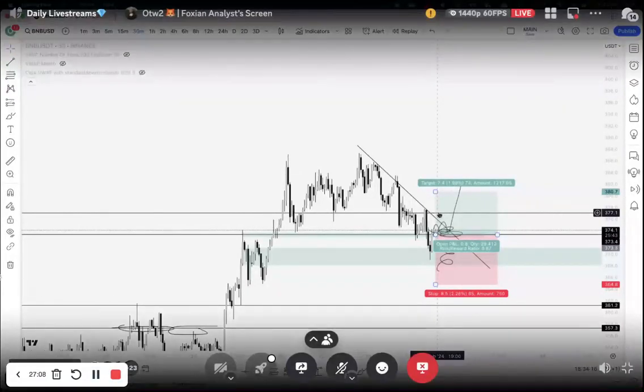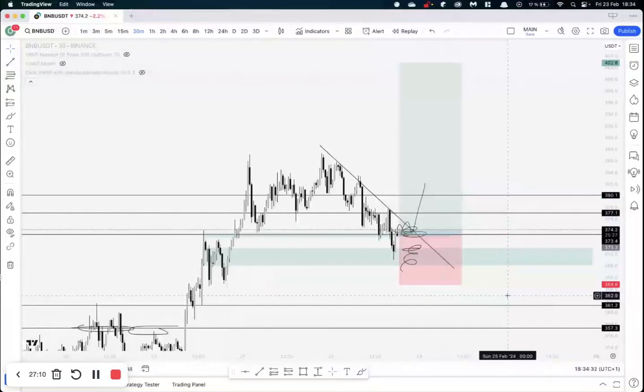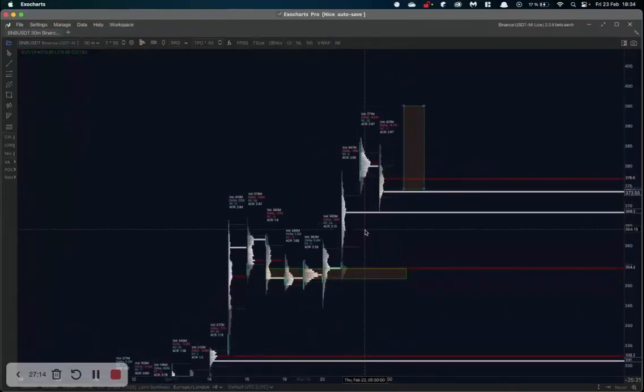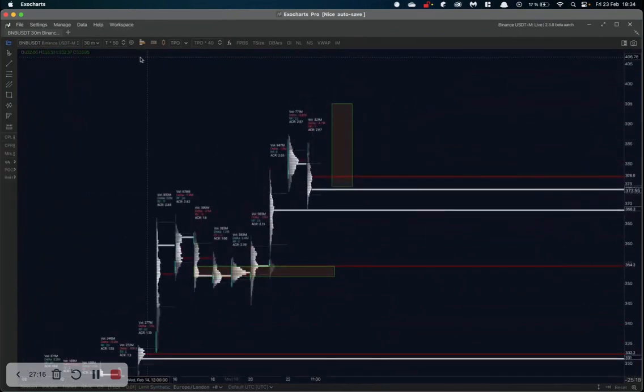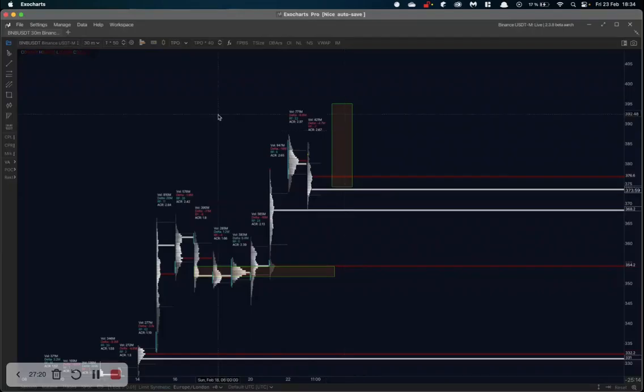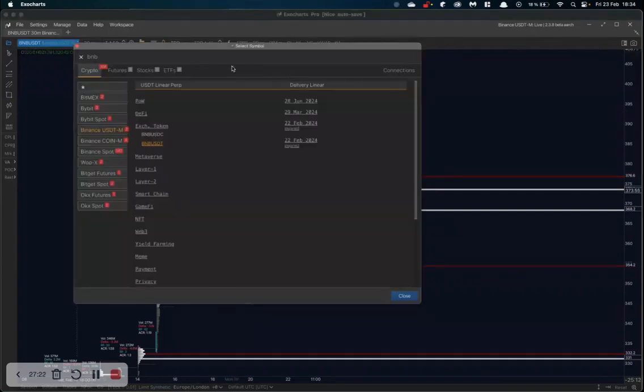Real world example here. BNB was a pretty odd and not perfect coin to do this on because it doesn't really make any imbalances. As you can see, there's no real blue lines here. Let's go on one last coin just as an example here. Let's do SEI.